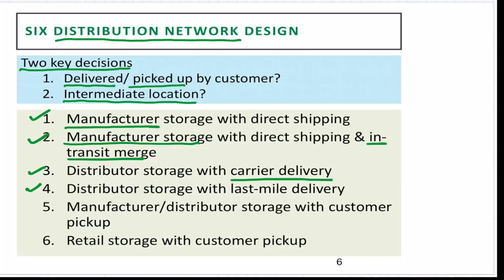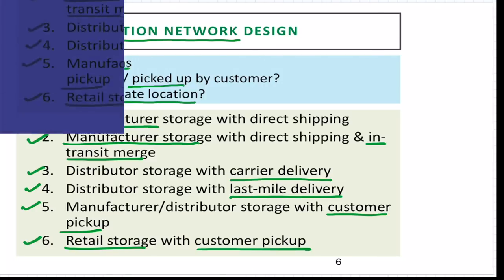Fourth one is distributor storage with last mile delivery. So for this last mile, there may be some third party logistics companies that might be used. Fifth one, manufacturer or distributor storage with customer pickup. So sometimes a customer may place an order, and once that order is received at a certain location, the customer can go and pick up that item. And the last one is retail storage with customer pickup. So let's look at each one of these six distribution network designs one by one.